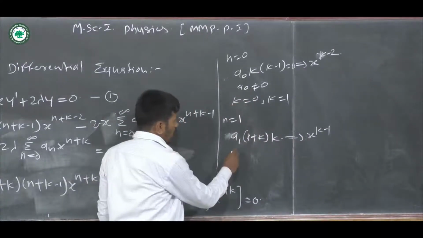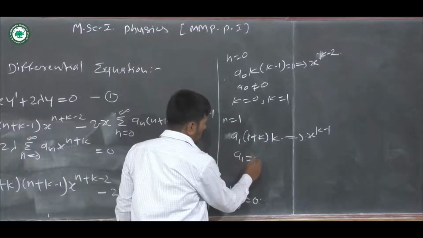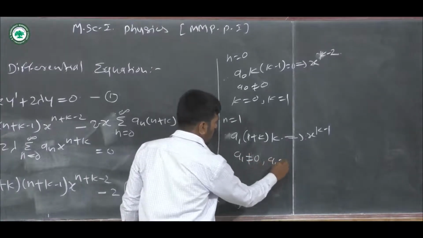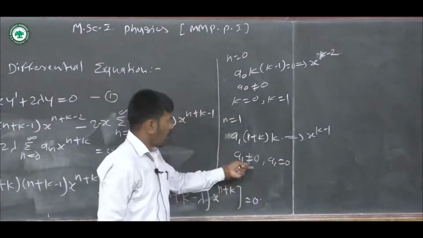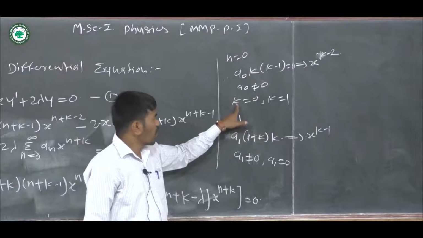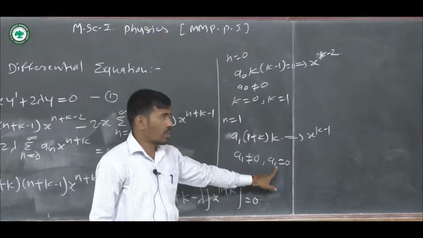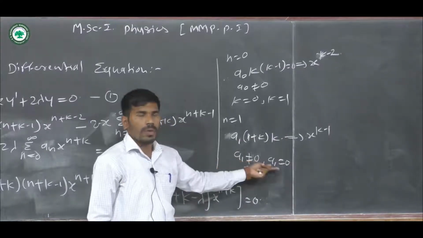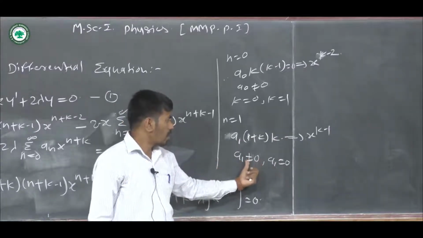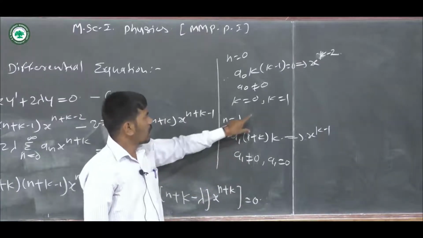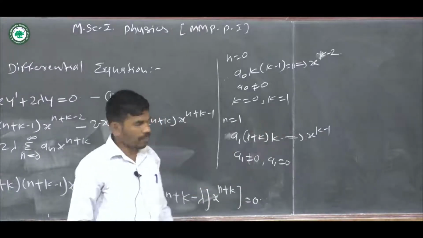So here a1 may not be equal to 0, or a1 is equal to 0. The value of a1 depends on the value of k. If k is equal to 0, then a1 is equal to 0, and if k is equal to 1, it may or may not be 0. So these are the possibilities that depend on the value of k.